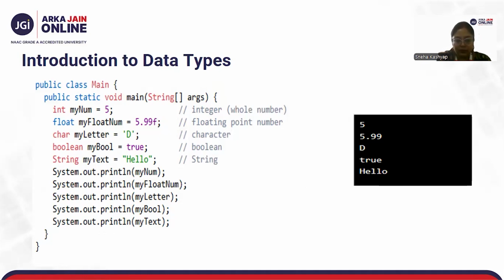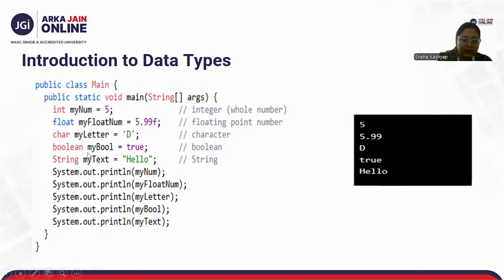Next is my float num. To this I have assigned the variable my float num, with the value 5.99f and the data type float. The third one is my letter variable with the data type character, and the value initialized to it is capital T.